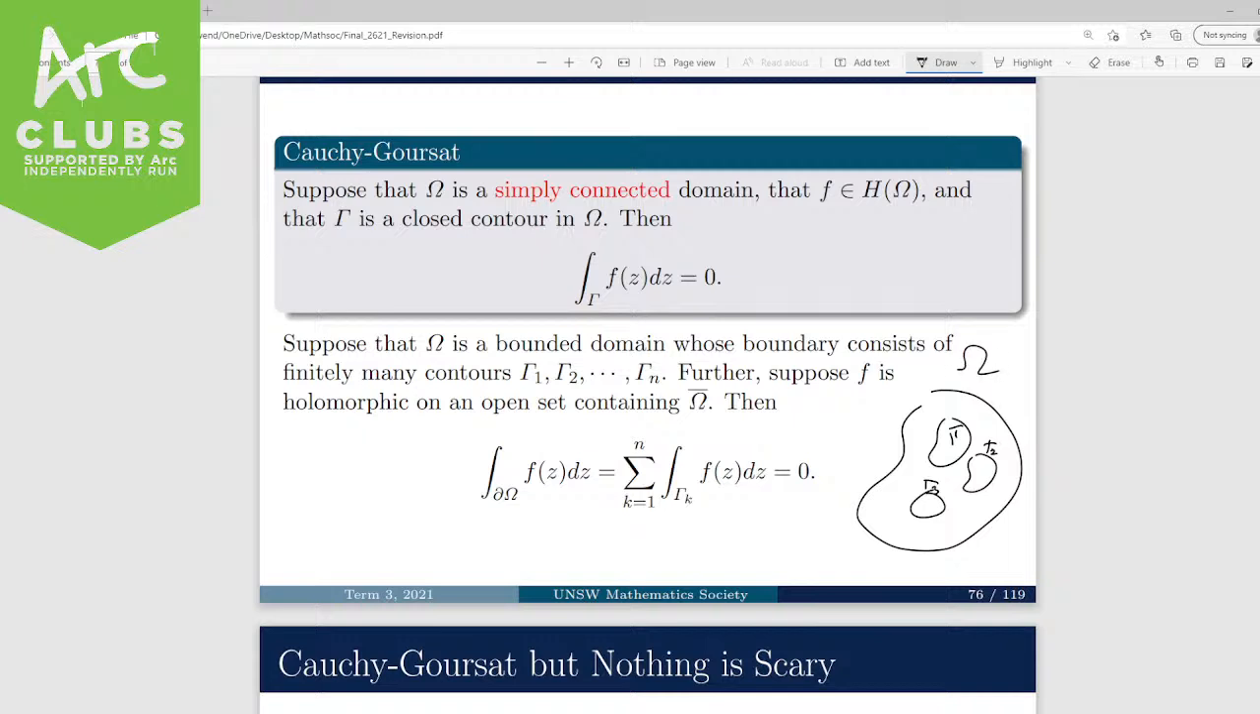So, there's your omega. As long as your f is holomorphic on that whole thing, that whole integral ends up going to 0, and you can find it just by summing up along each contour. So you can see here it's a sum along each of them: just gamma 1, gamma 2, gamma 3. Life is still really good. It all just heads to being 0.